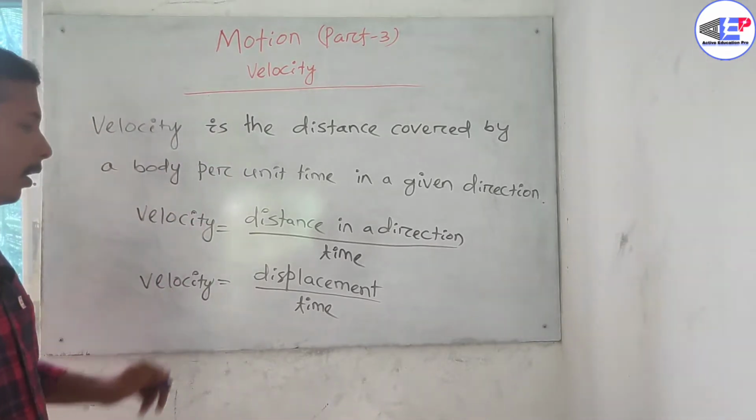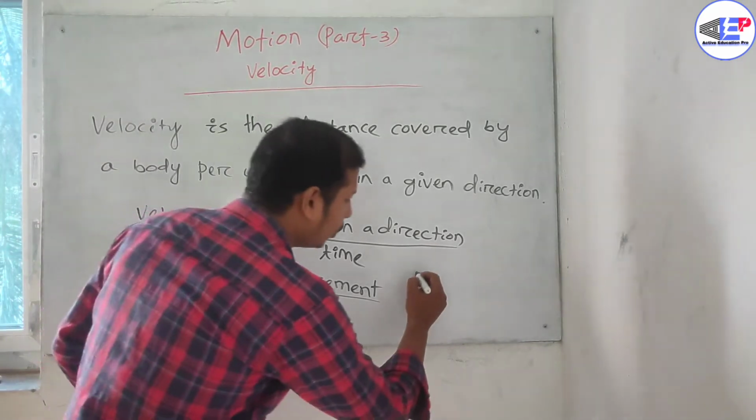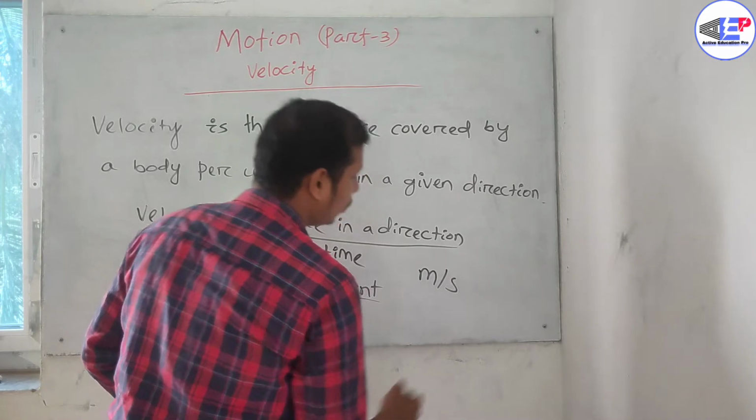The unit of velocity is meter per second.